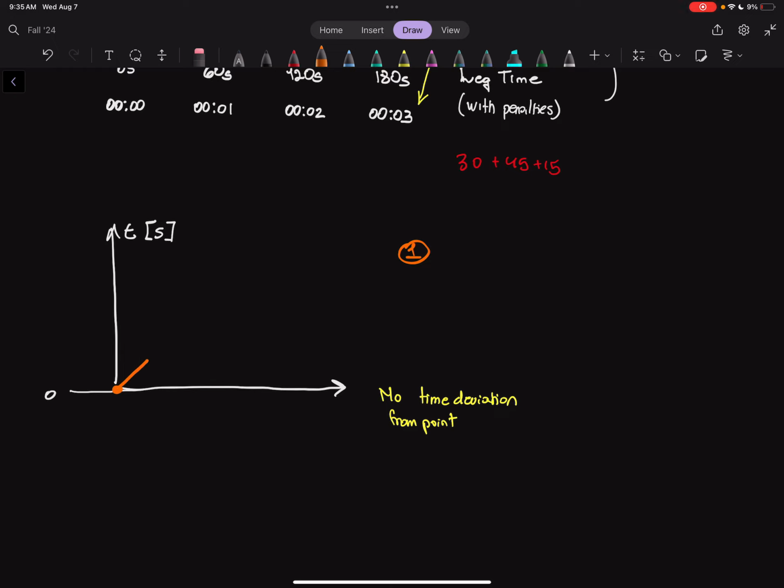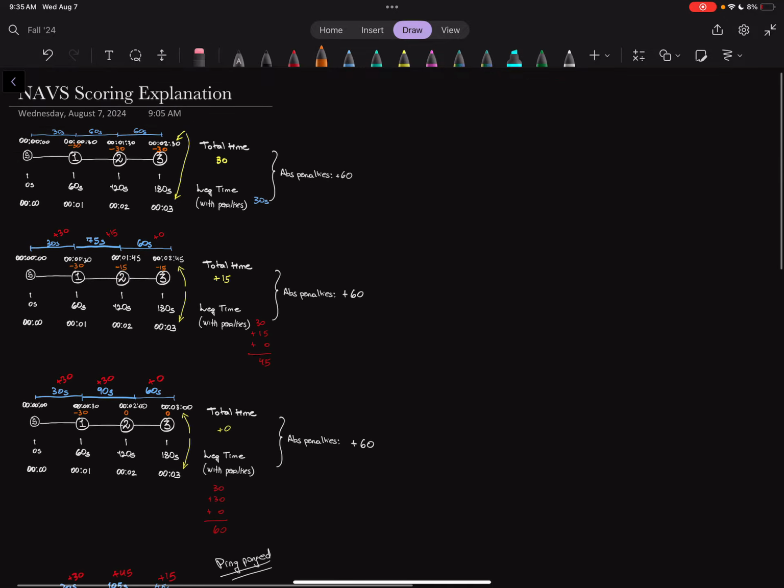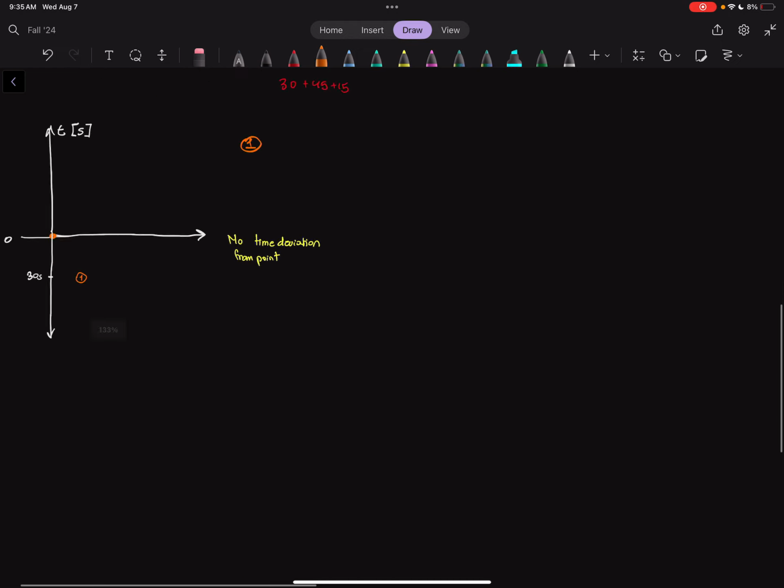Then you go to your first point, and you were 30 seconds early. I said 30 seconds early was a minus, so we'll go down. 30 seconds early. So say after your first point, you're right here, and this is 30 seconds. Right? Then, what was the first scenario? 30 seconds, 30 seconds, 30 seconds.